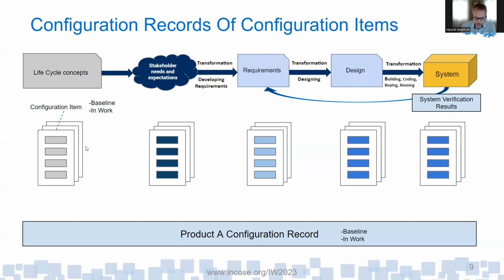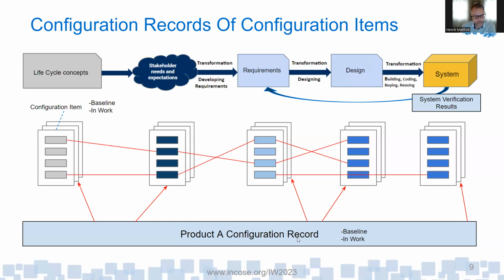So the configuration record does not contain, but references at least, configuration items. We're saying, okay, this is a configuration record for this product. I'm including that version of that configuration item and that version of that one, and so on. So you start to build your product configuration that way, and that represents the configuration record. Again, it can be a baseline, or we can work with some kind of in-work version of it.